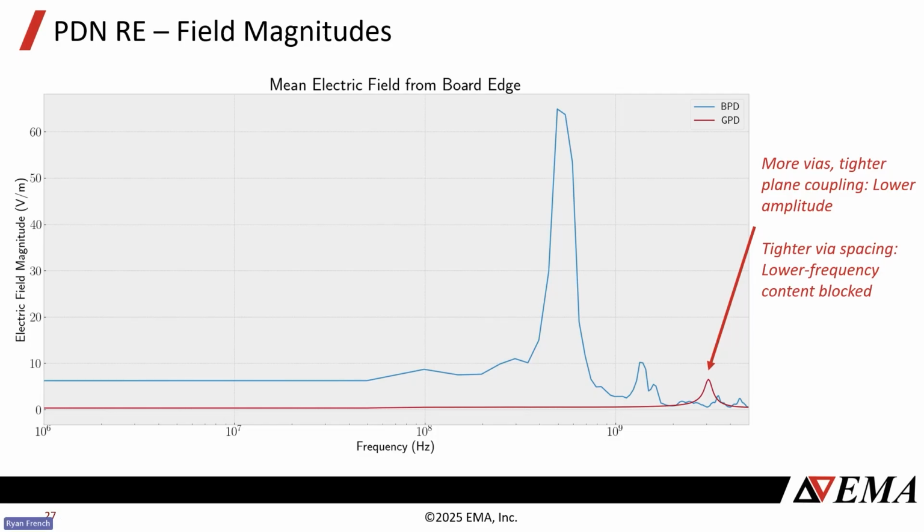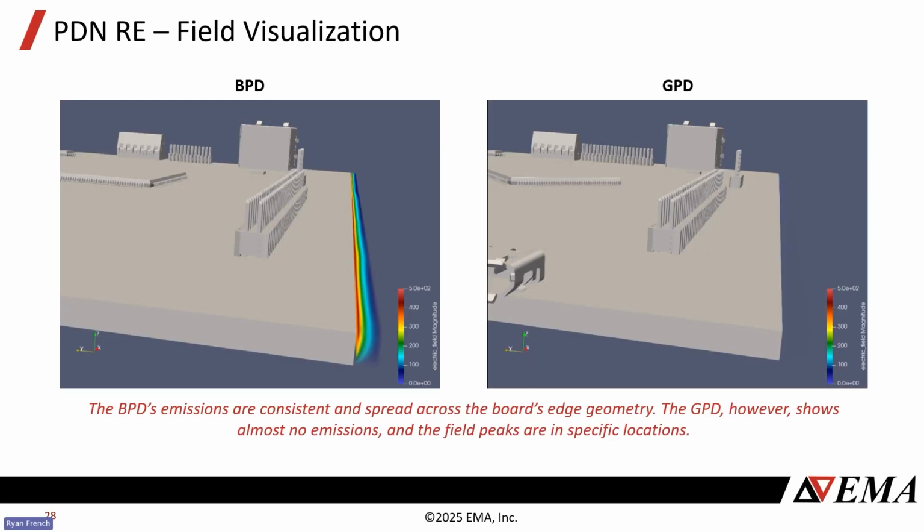So the pretty way to look at this is we can look at the fields. Keep in mind, these are both playing at the same time. This is the same time scale and the same exact magnitude scale between these. This bad board is just shooting energy off the edge here the entire time. We see it consistent. We can't even see the fields here on the good design with the same scale.